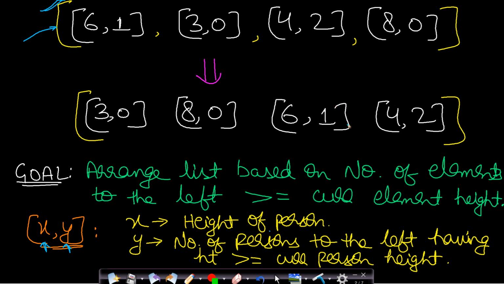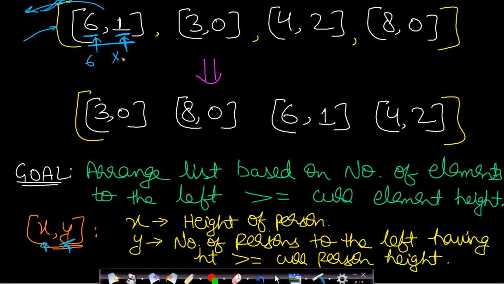So how is the order defined? The order is defined by this second value y. If you take this element 6, 1, then the first value denotes the height of this person, which is 6. The second value denotes how many people are to the left of this current person with height greater than or equal to 6. In this array you can see that there is no element to the left hand side, so there can be no person with height greater than or equal to 6 to the left. But this indicates that there should be one person to the left with height greater than or equal to 6. So this person is not at its correct position.